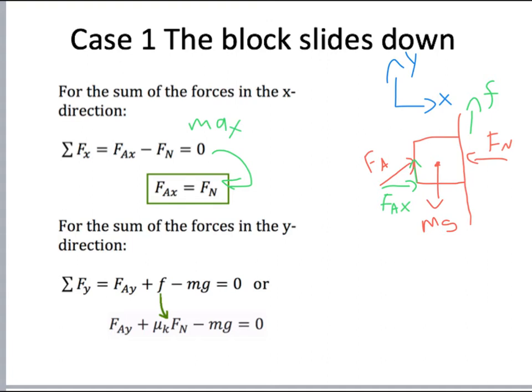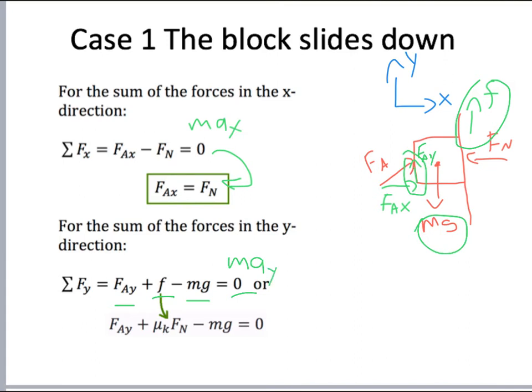Now we can do the sum of the forces in the Y direction, and let's look at which ones we have. We've got the vertical component of the applied force, and that would be FAY, and we have the friction, and both of those are pointing in the positive direction, and then we have the weight, which is pointing in the negative direction. So we've got FAY plus F minus mg equals 0. Again, that's technically a ma sub y, but that's going to end up being 0.